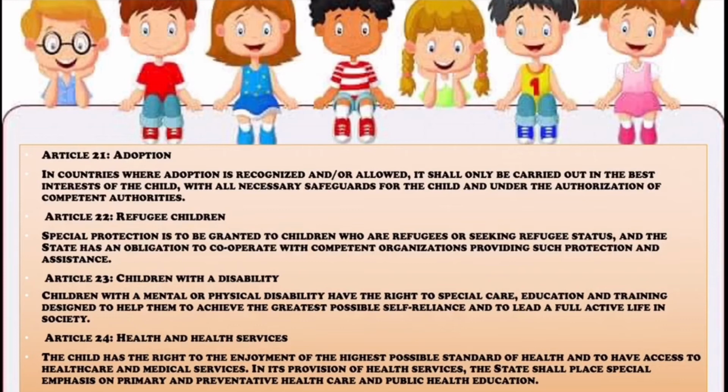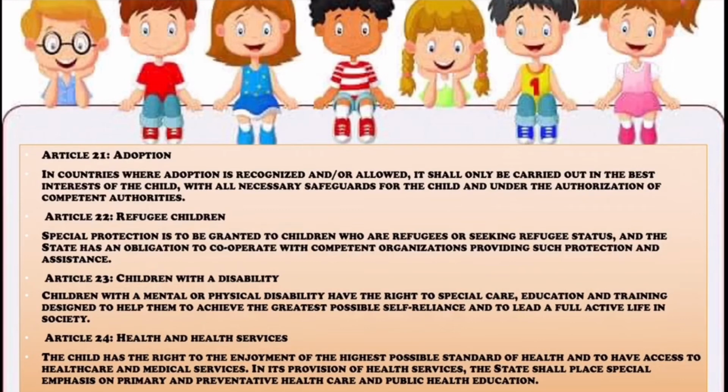In Article 24, health and health services. In Article 24, state parties shall pursue full implementation of this right, and in particular shall take appropriate measures. In Article 25, periodic review of placement in care settings. In Article 25, state parties recognize the right of a child who has been placed by the competent authorities for the purposes of care, protection, or treatment of his or her physical or mental health.